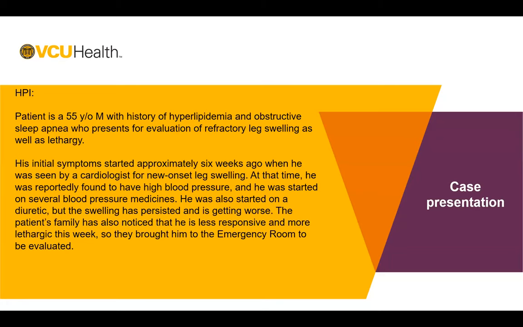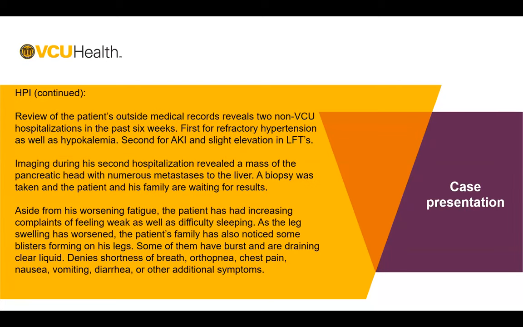His family has also noticed that he's a little bit less responsive and more lethargic this week, so they brought him to the emergency room to be evaluated. A review of the patient's outside medical records reveals two non-VCU hospitalizations in the past 6 weeks. One was for refractory hypertension as well as hypokalemia. A second was for AKI and slight elevation in the patient's LFTs. Because of that LFT elevation, imaging was obtained during his second hospitalization that revealed a mass of the pancreatic head with numerous metastases to the liver. According to his family, a biopsy was taken and they're still waiting for results.